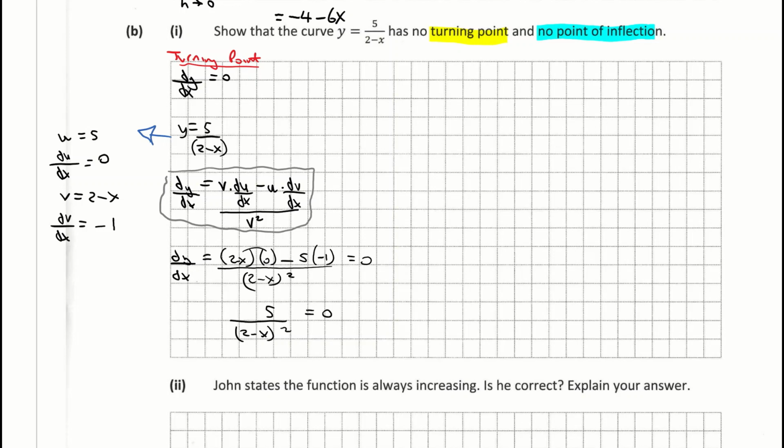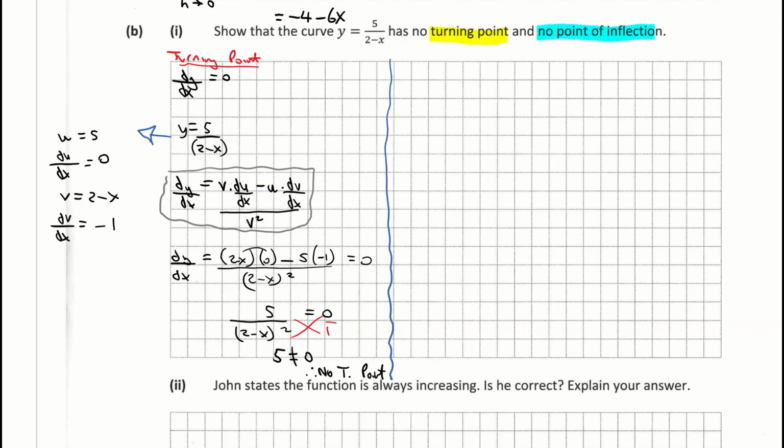Now, if you want to solve that, you can use cross multiplication very quickly, and you will see that you will get 5 is equal to 0 times (2 minus x) squared, which is basically 5 is equal to 0, and 5 cannot equal 0. So therefore, we are concluding no turning points because we can't get it to equal 0. Again, just solve that cross multiplication yourself to verify that fact.